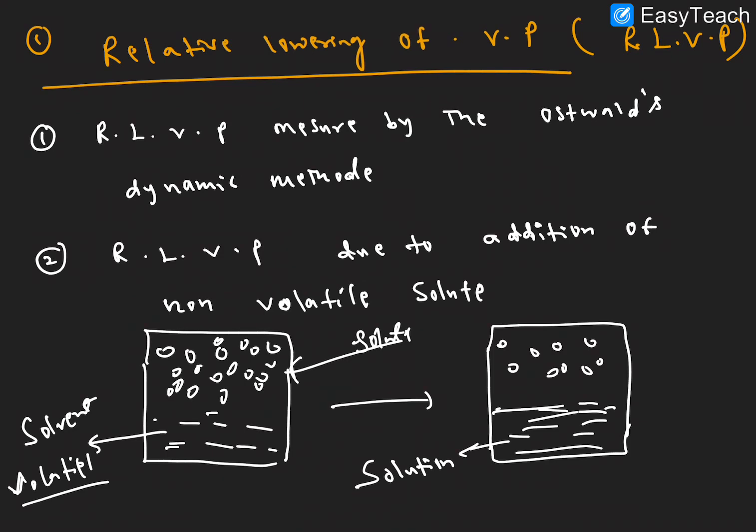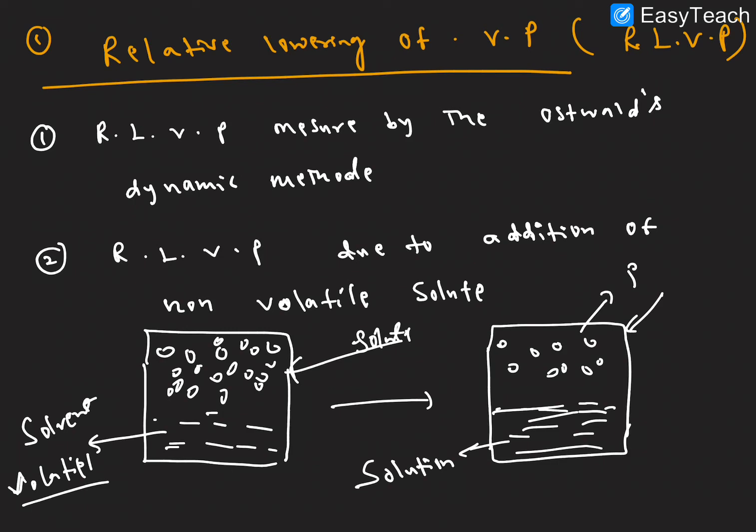This is called lowering of vapor pressure. Initially the solvent has more pressure, and when we add a non-volatile solute, the vapor pressure decreases. That is called lowering of vapor pressure. I hope it is clear.